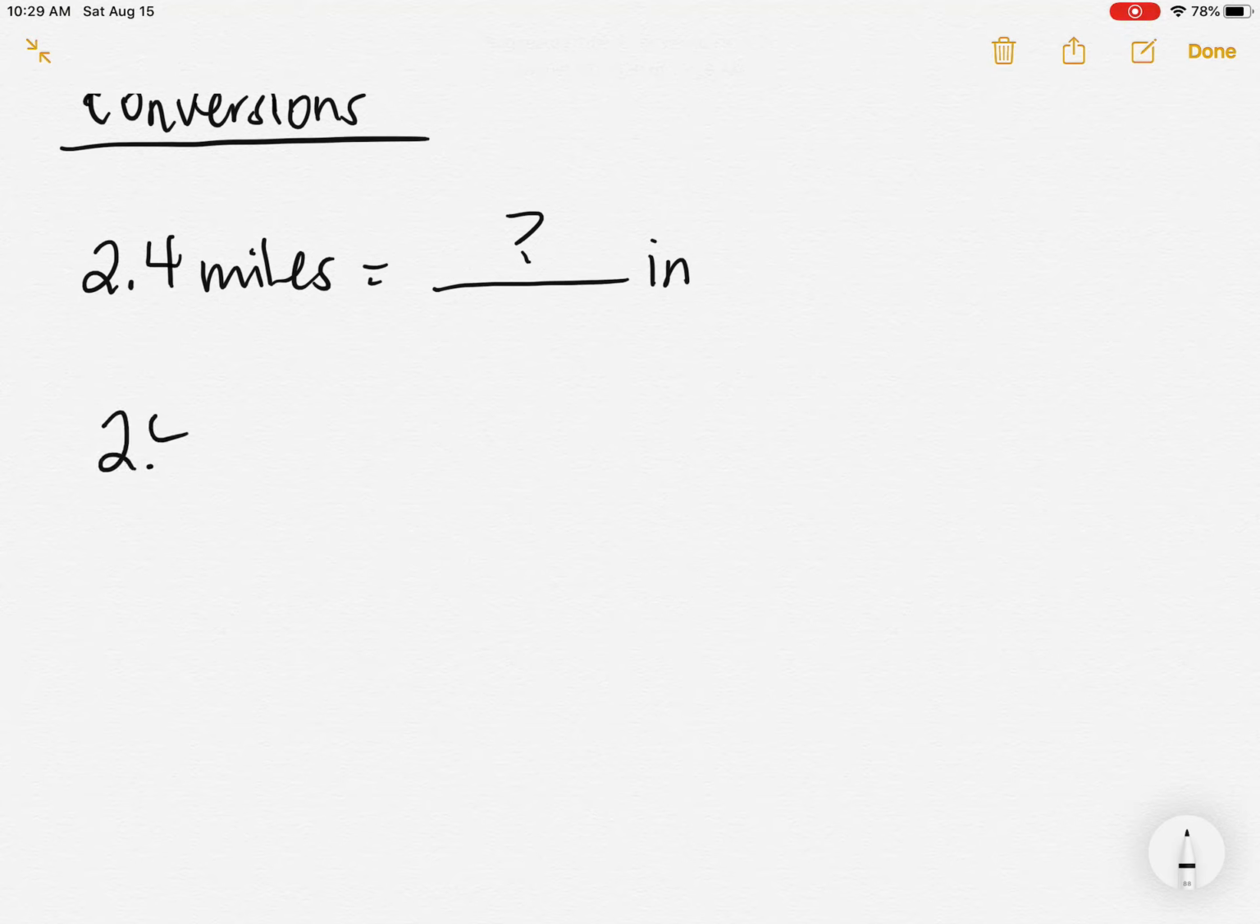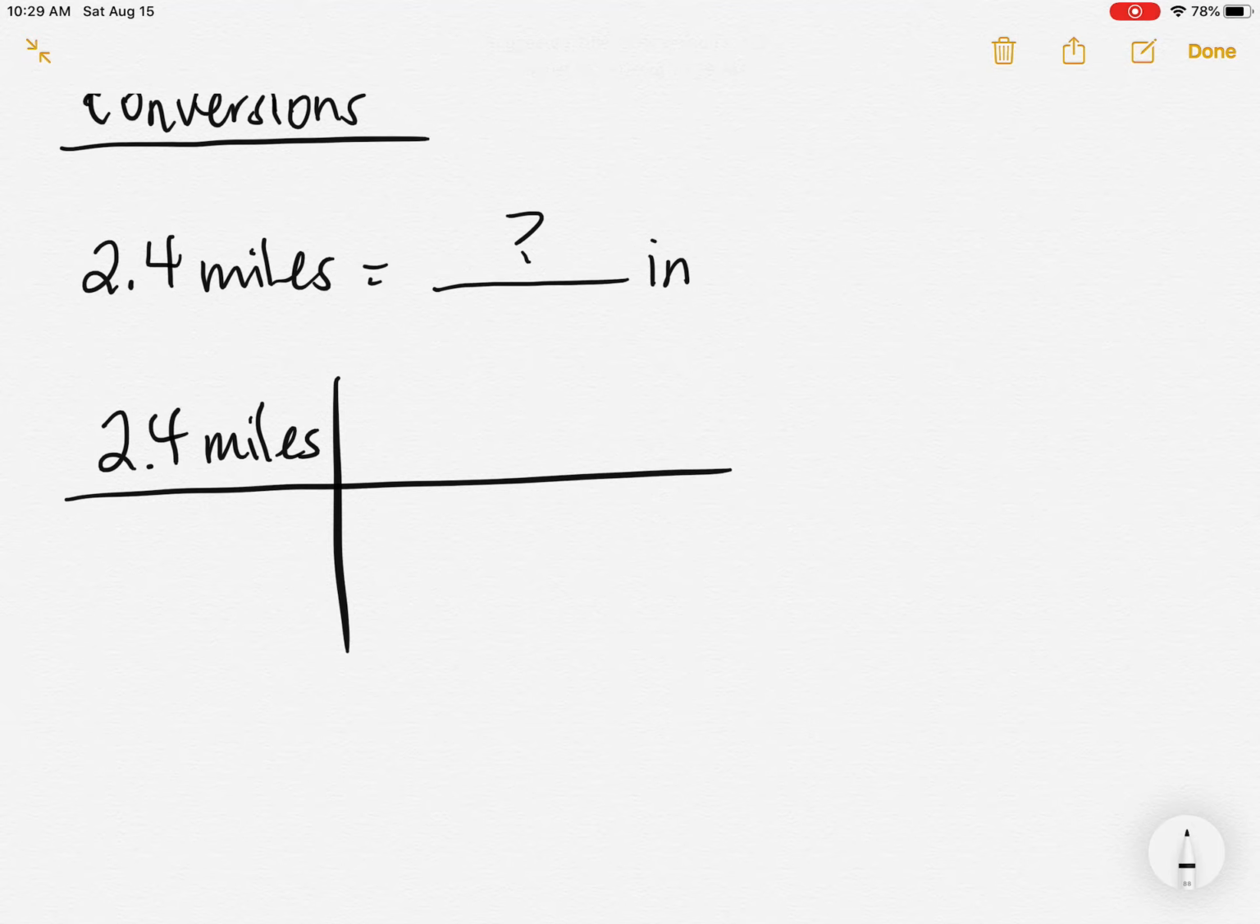Okay, so same way, I'm going to put 2.4 miles, draw my crossbar. I need miles to cancel, so miles will go on the bottom, and inches would go on the top. Miles will cancel, okay? Now, you can go to your metric sheet, and you're looking for the conversion factor that relates the mile to the inch. So it should be under length.